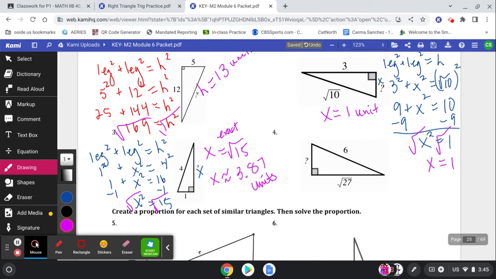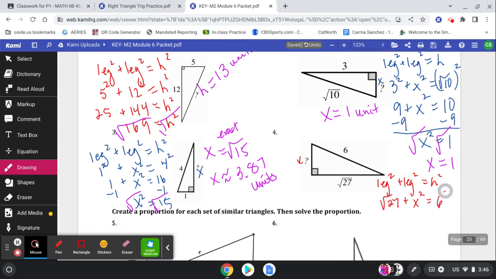All right, pause the video, try number 4, see how you do. Okay, this time I was given a hypotenuse and I'm missing a leg. So we go leg squared plus leg squared equals hypotenuse squared. And we have a root 27 right here. We have an unknown x, and the hypotenuse is 6. So root 27 squared is just 27. Yay! And 6 squared is 36.